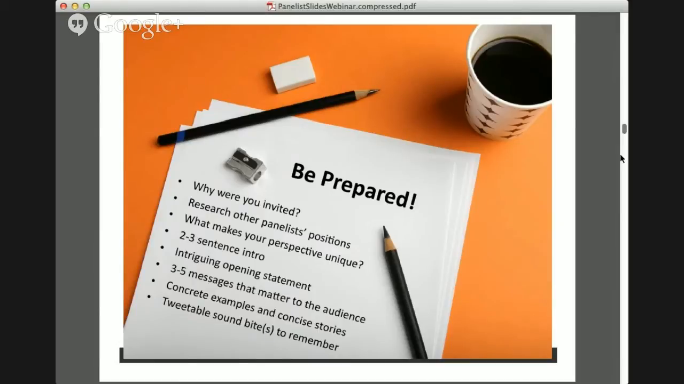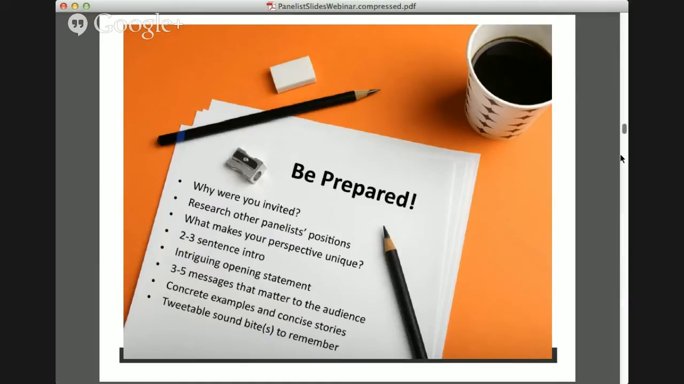And there's a couple of questions that you want to ask. First, why were you invited? Why did they pick you? Why you as a panelist versus anyone else? And then take a moment to research the other panelists' positions. Like, what are going to be their comments? What are going to be their top points? Where are you in agreement or disagreement, or what makes you unique?